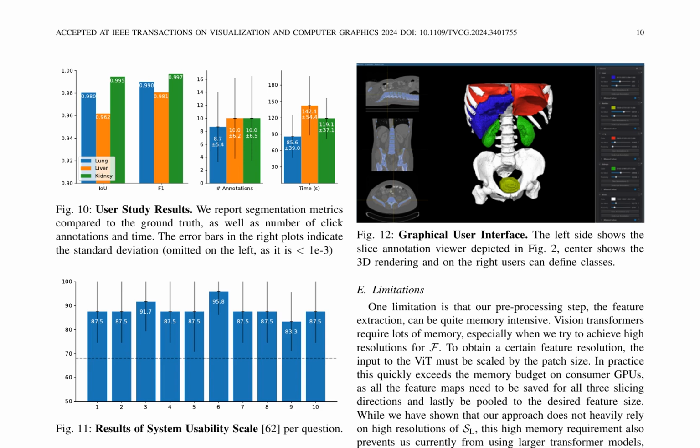The paper presents a comprehensive analysis of the usability and performance of a system designed for segmenting organs in CT scans. The results from a user study reveal strong segmentation outcomes, with high intersection over union, IOU, values and minimal annotation requirements. Participants achieved these results in a relatively short time, demonstrating the efficiency of the system. The System Usability Scale, SUS, score of 88.25 indicates above-average usability, suggesting that the system is user-friendly and effective.